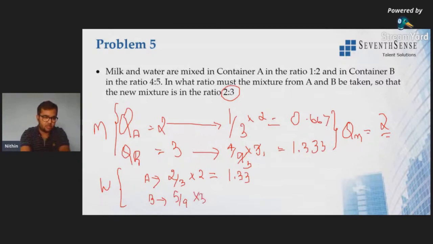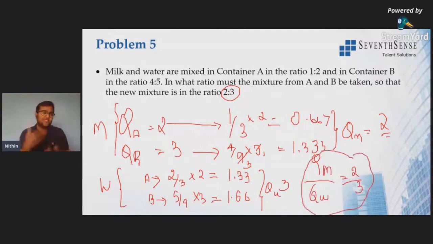That is, quantity B is 3. So if you multiply 3 by 5, 5 by 3 is 1.66. If you add this approximately, it will be 2.99, so this is 3. So in the mixture, quantity of milk over quantity of water is 2 is to 3. According to the question, we proved it.